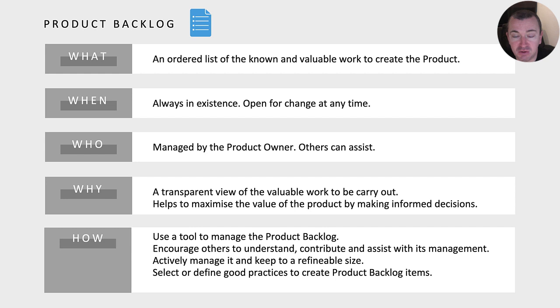The product backlog must be made transparent. Anyone who has an interest in the product should have access to it. This allows meaningful conversations around order and content and helps the product owner to maximize the value of the product by making more informed decisions.